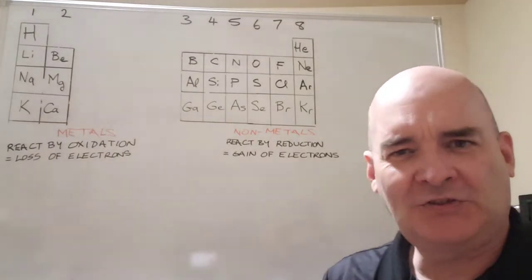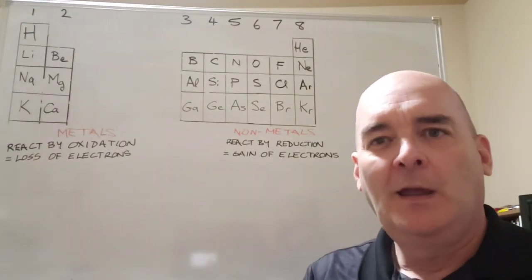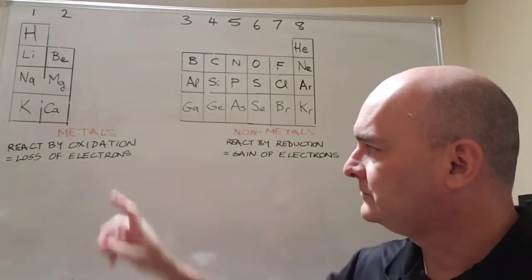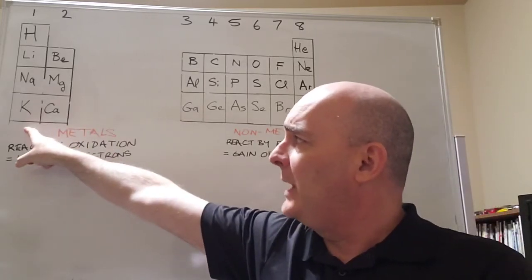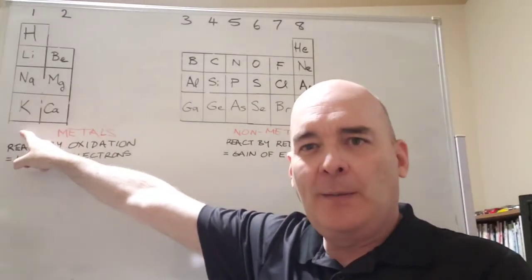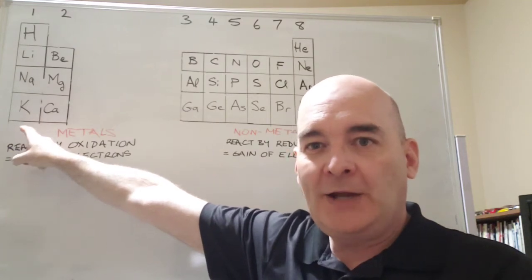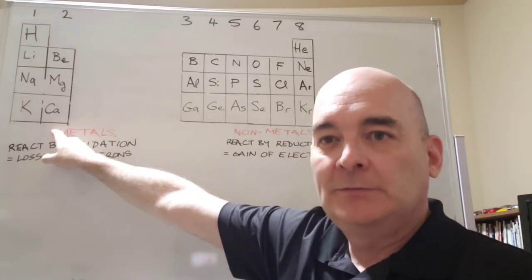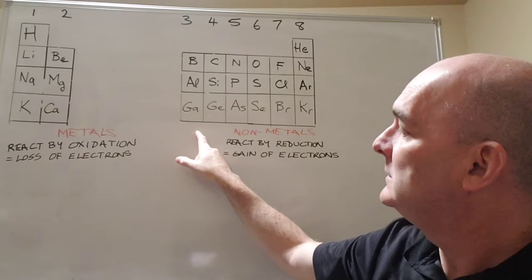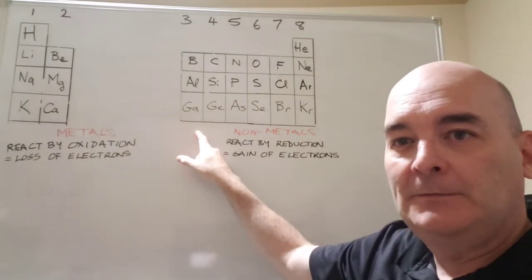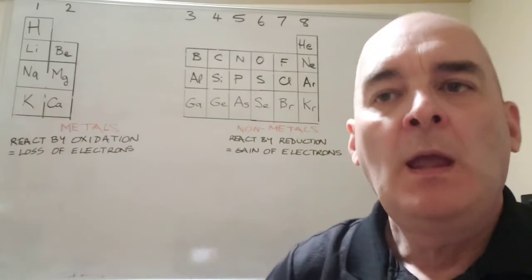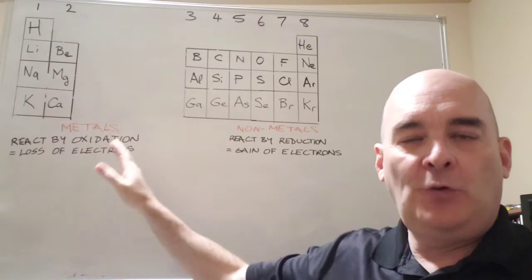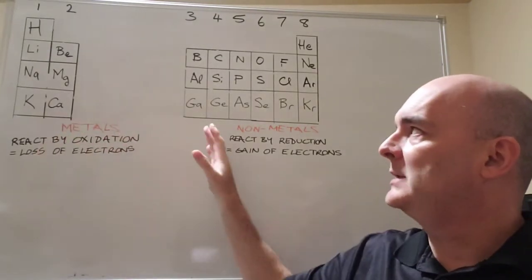Okay. So this is starting to sound complicated, but here's where the periodic table comes in and saves us. It turns out that everything in group 1 loses the same number of electrons, 1 electron, and everything in group 2 loses 2 electrons, and everything in group 3 loses 3 electrons. So the metals lose electrons predictably by group as you move across the periodic table.